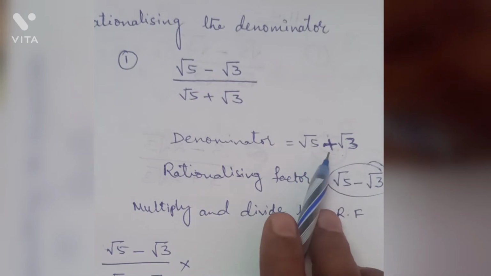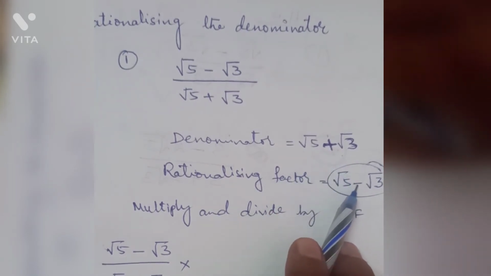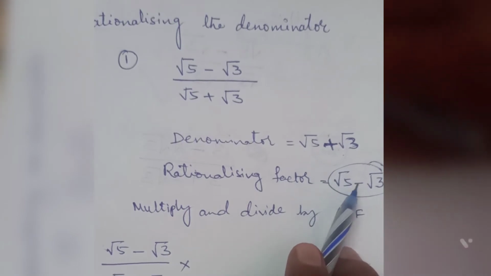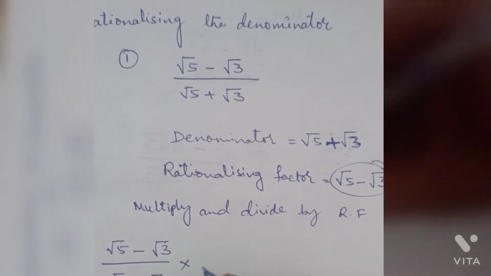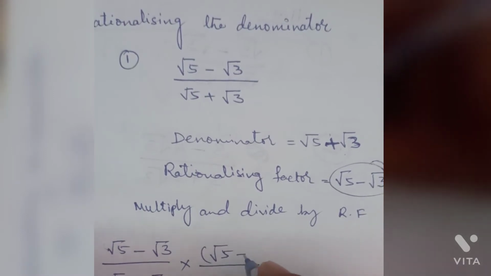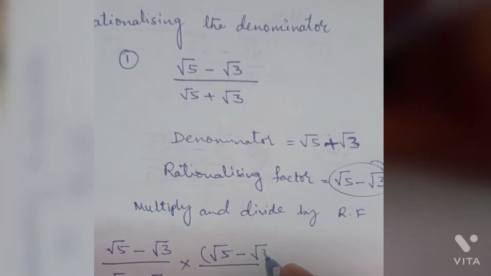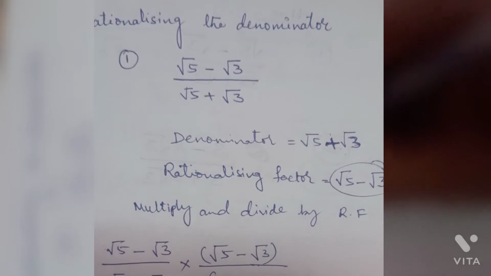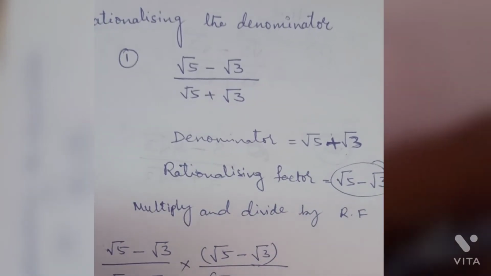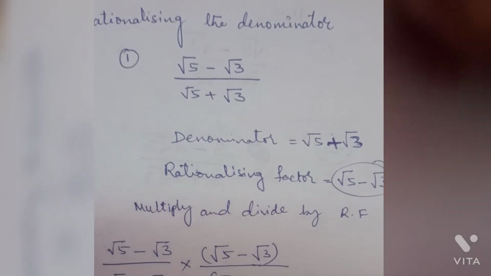What rationalizing factor do we take? If plus is there, we take minus, or if minus is there, we take plus. Here plus is there, so we take minus. So multiply numerator and denominator with this RF. First I multiply with root 5 minus root 3, that is the RF, divided by the same RF, root 5 minus root 3.